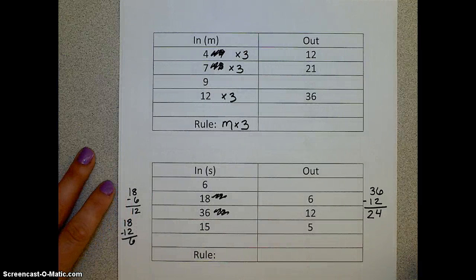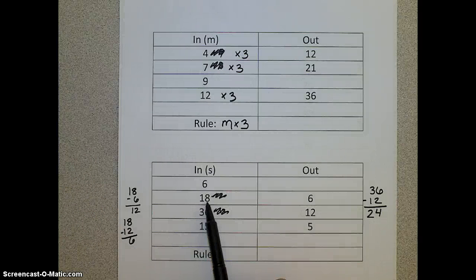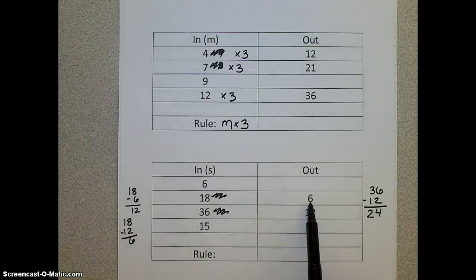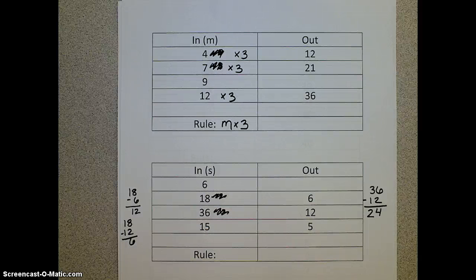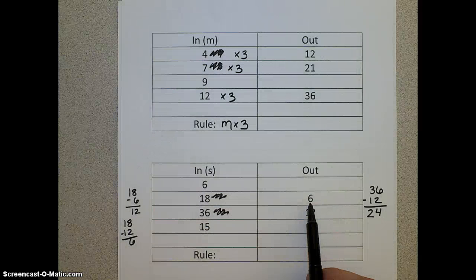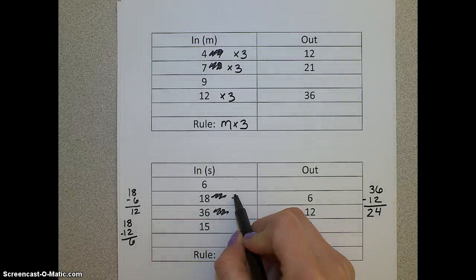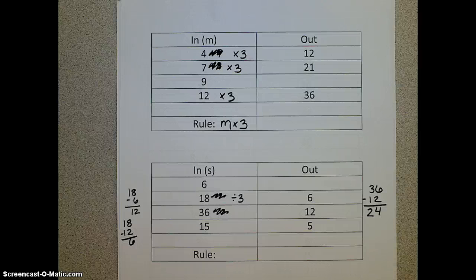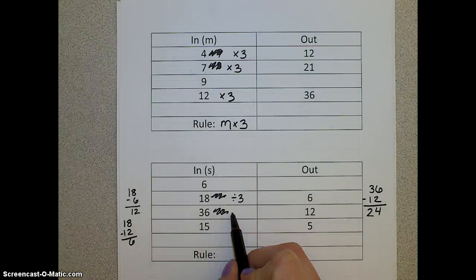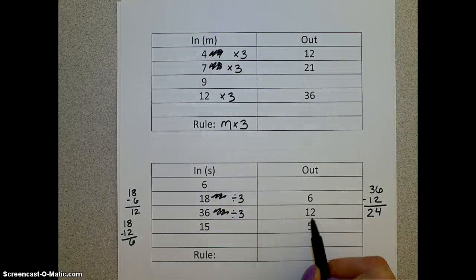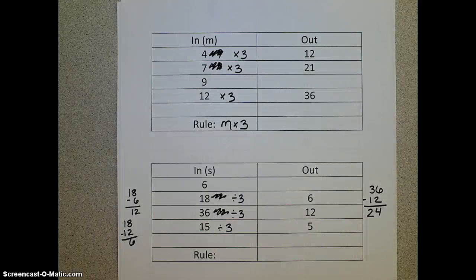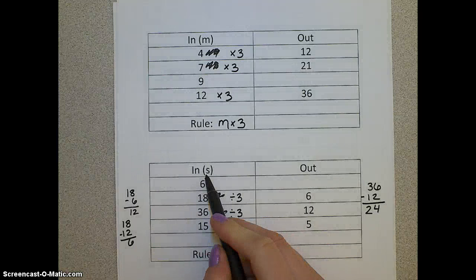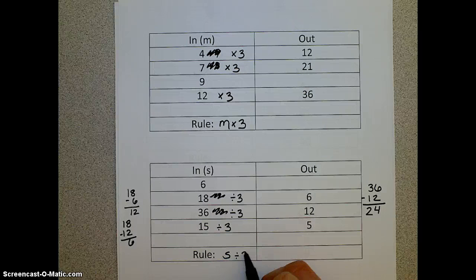It goes down, so my other option is division. I can either ask myself 18 divided by what will get me 6, or 6 times what will get me 18. It can help you either way. I know that 6 times 3 is 18, so 18 divided by 3 is going to be 6. Let's try this rule with 36. 36 divided by 3 is 12. And 15 divided by 3 is 5. So my rule here is s, because that's our variable for the in, divided by 3.